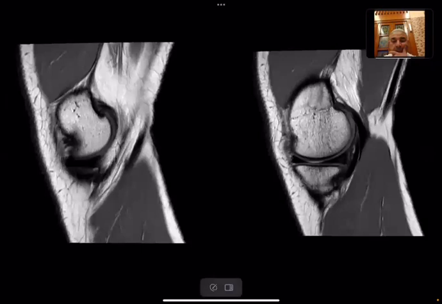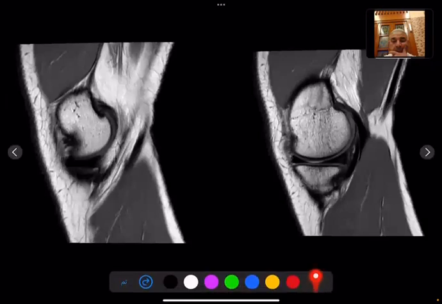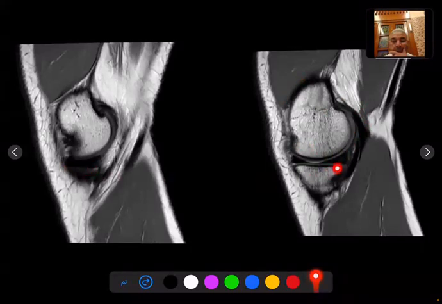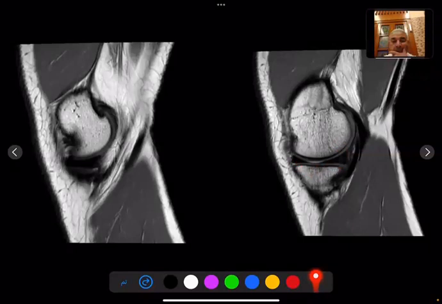And this is the sagittal image of the knee joint. We demonstrate here the vastus medialis muscle and the large medial condyle of the femur. Therefore, this is the medial aspect of the knee, and this is the medial meniscus. This is the body of the medial meniscus, and this is the anterior and posterior horn of the medial meniscus. We demonstrate here that the posterior horn is thicker than the anterior horn.